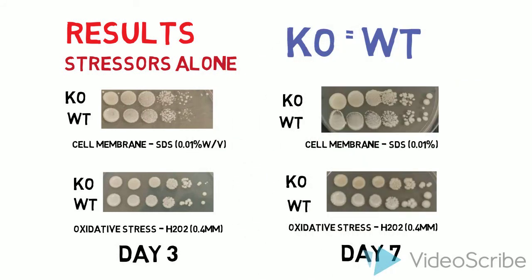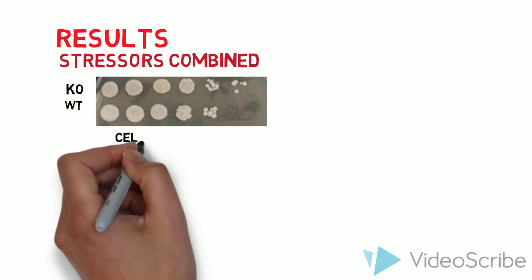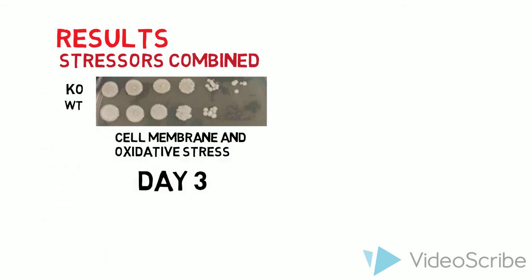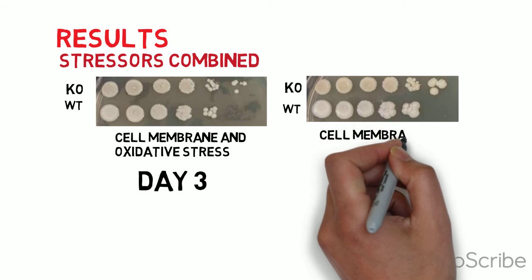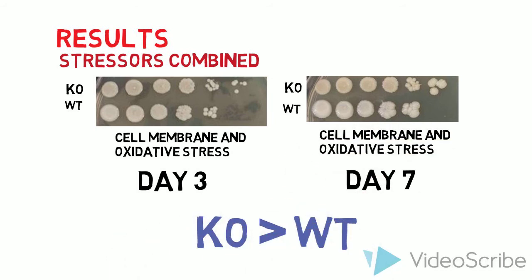As fluconazole targets both the cell membrane and increases oxidative stress in the cell, we looked at a combination treatment to mirror the effects of fluconazole. It was found that knockout was able to grow better than wild type strains. This was unexpected because EGD2's main function was to prevent the incorporation of toxic sterols into the cell membrane, so these stresses would be expected to result in a decrease in growth in comparison to wild type.